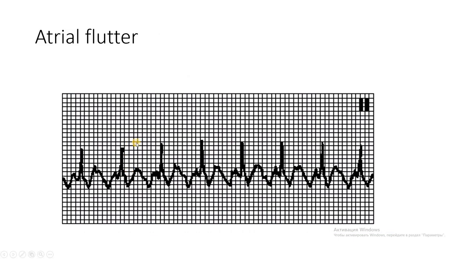Next one, atrial flutter. Here we can see F waves instead of P. 2 F waves and 1 QRS complex. 2 F waves and 1 QRS complex. But sometimes there can be 3 F waves and 1 QRS complex, and sometimes maybe 4 F waves and 1 QRS complex.